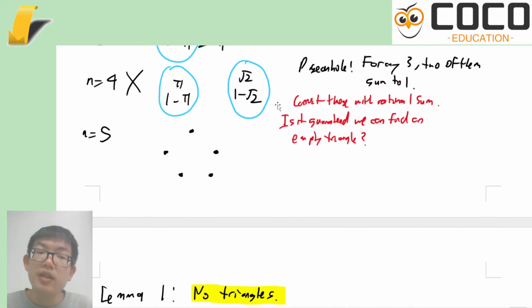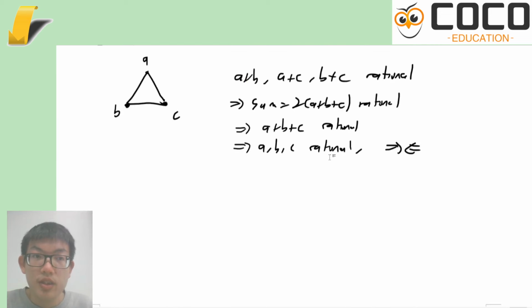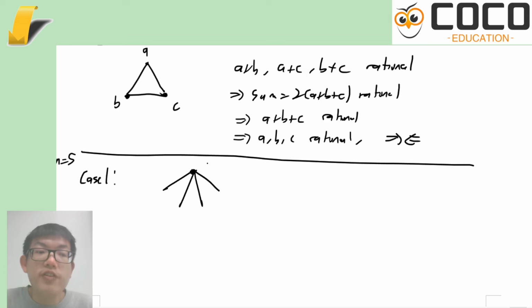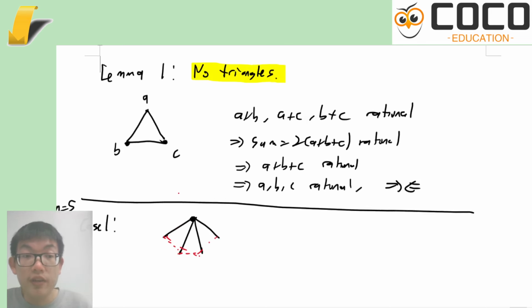Okay, so at this point, I'm looking at it and saying, okay, there's no triangles. What does it mean for my chances of getting an empty triangle with no edges? Well, the first case is that there is a vertex of degree 4. Now this is for n equals to 5. If I have a vertex of degree 4, because there are no triangles, this is empty, this is empty, this is empty. I found an empty triangle already.